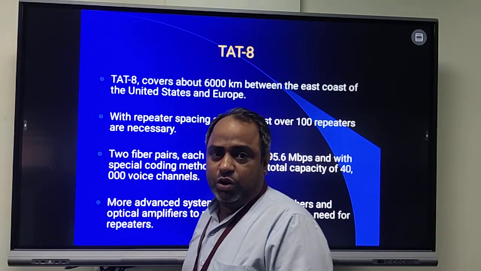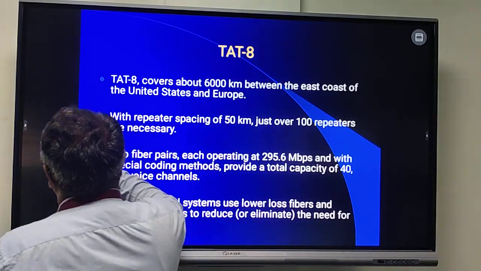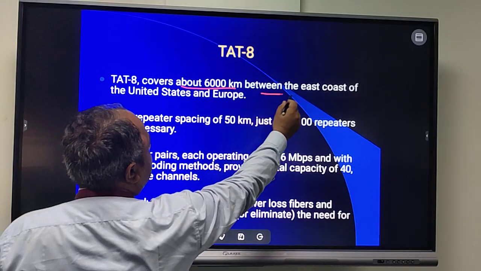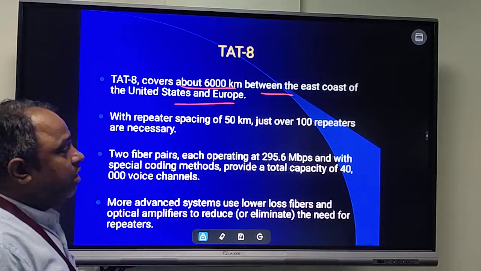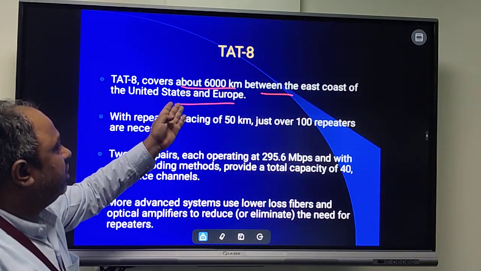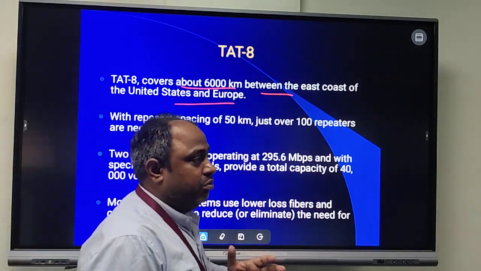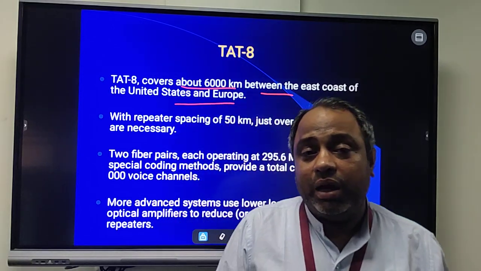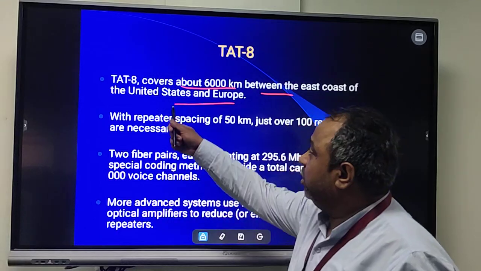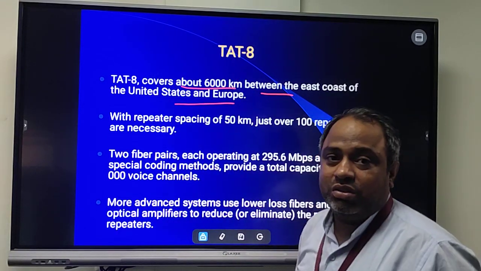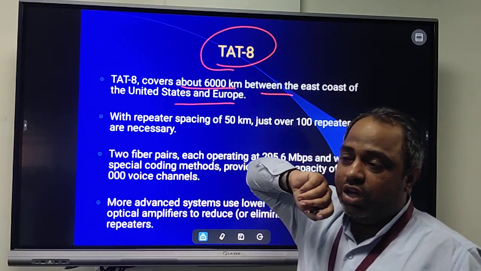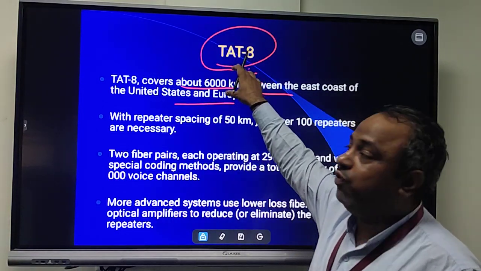That is the advancement of optical communication. We're showing how these things cover larger space. Look at this, 6,000 kilometers between the east coast of the United States and Europe. Just imagine, I'm talking about a 6,000 kilometer transmission of data. It is used with TAT8 cables. That is one type of optical communication network which is used for the transmission of data.